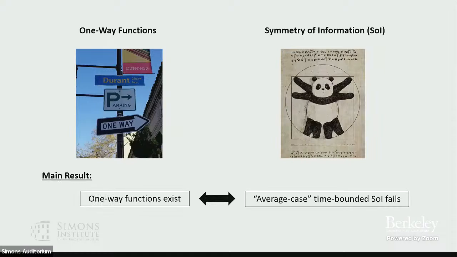The main result of this work is a new characterization of one-way functions using time-bounded symmetry of information. We show that one-way functions exist if and only if some average version of time-bounded symmetry of information fails. I will talk more about this in the rest of this talk.